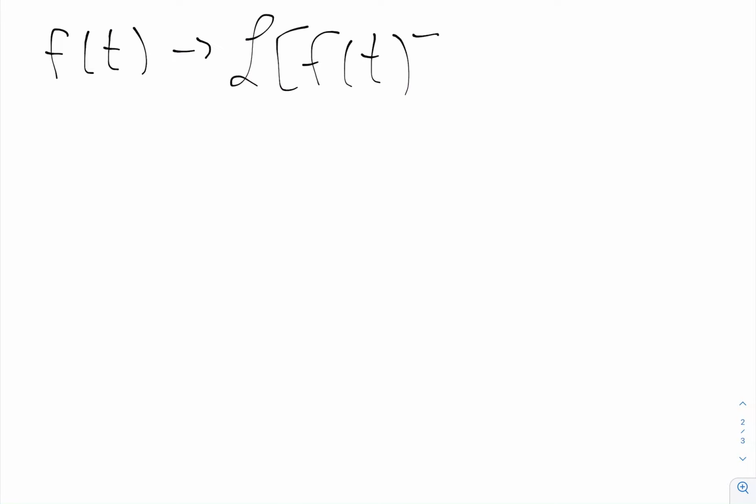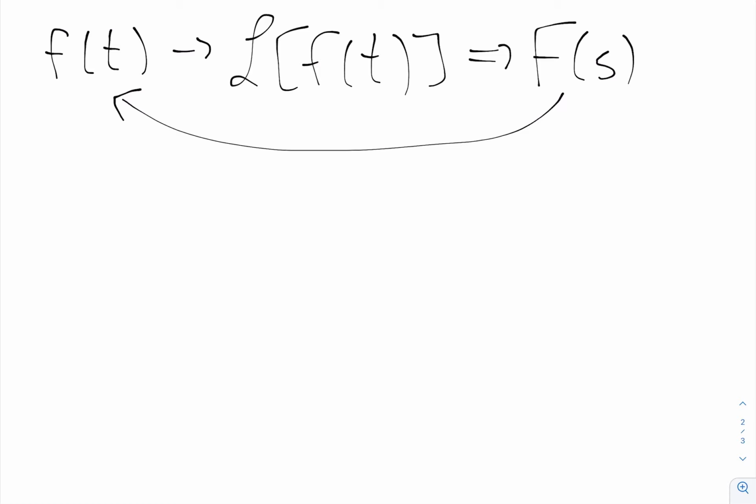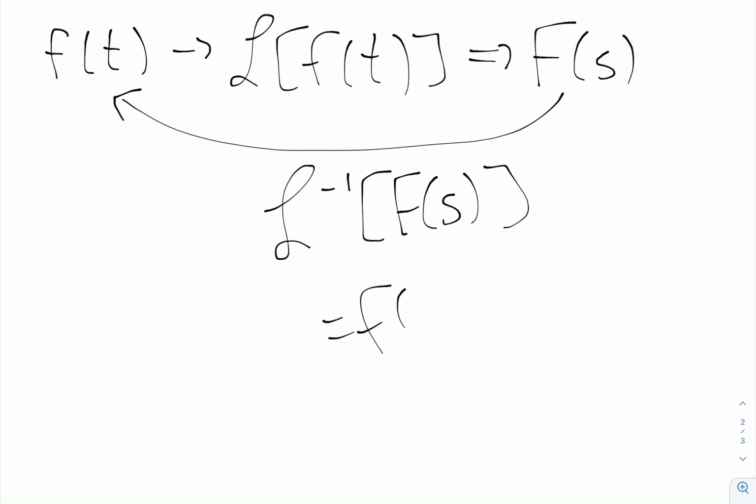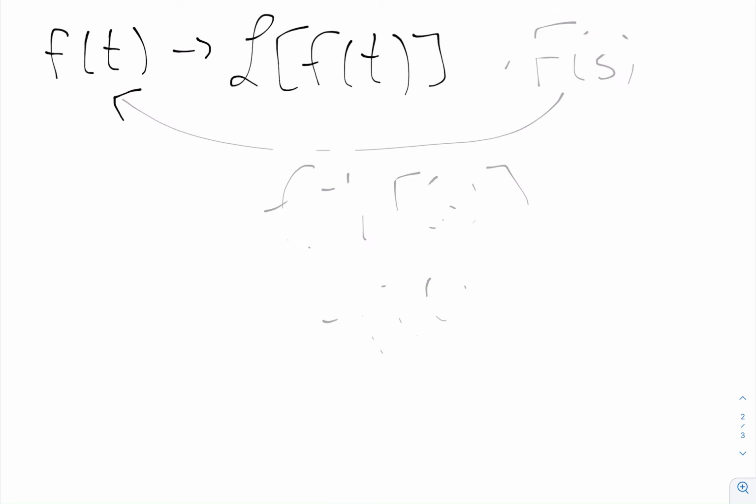So this time we're going to go backwards. We're going to start at F of s and try to go back to f of t. If we go from left to right, we have to take the Laplace transform. That must mean going right to left, we have to take the inverse Laplace transform of F of s, and that's going to give us our f of t. Okay, so we're going to use the table that we created before to do these questions. That's why it's helpful to have a table.